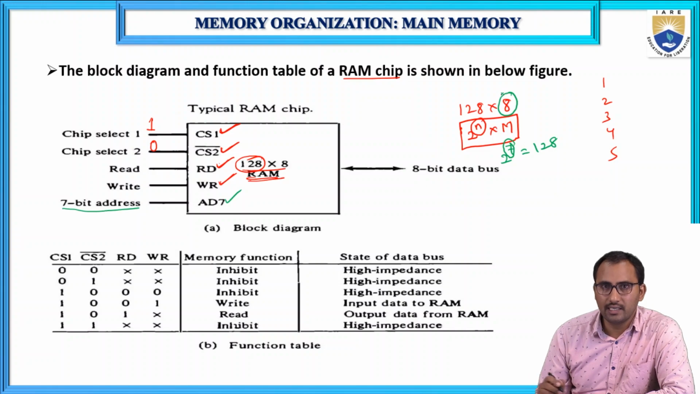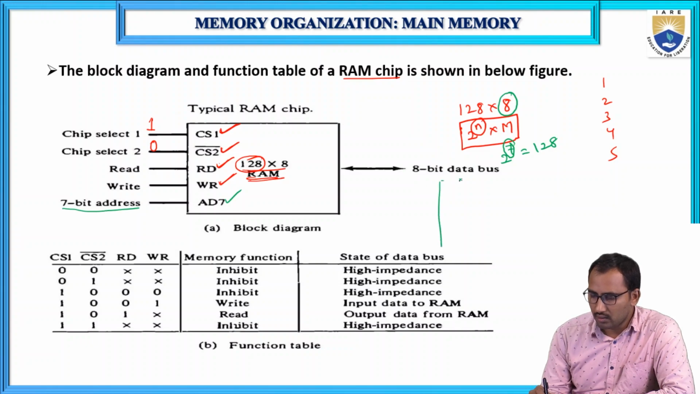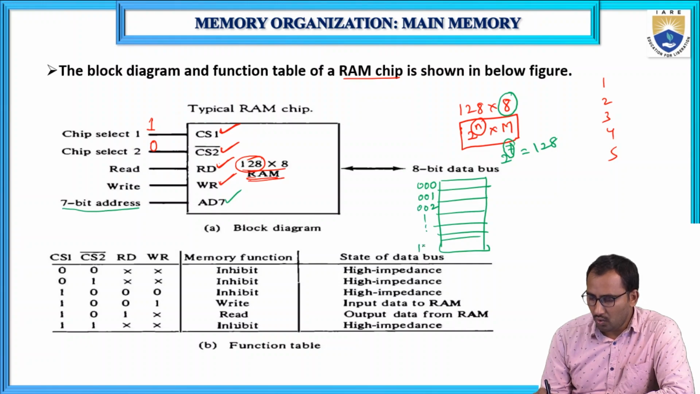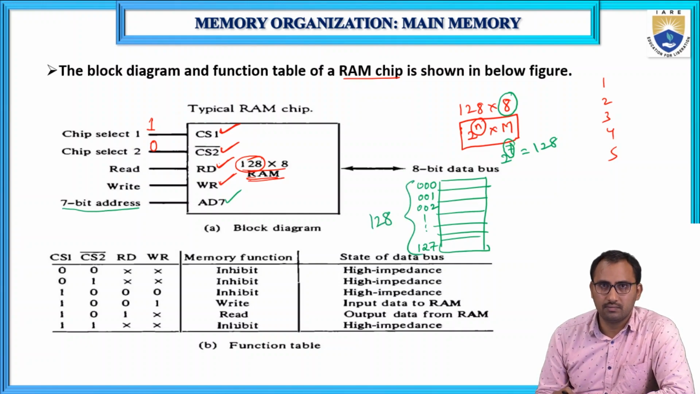So what is this 8? This 8 represents the word size. So the total memory structure will be like this. The starting location is 000, next 001, 002, and the last location is 127. So in total we have 128 memory locations.